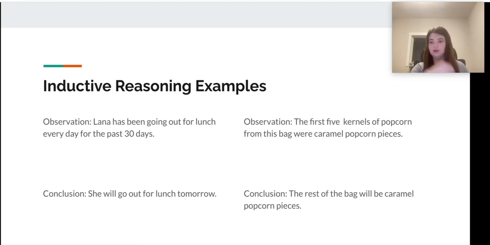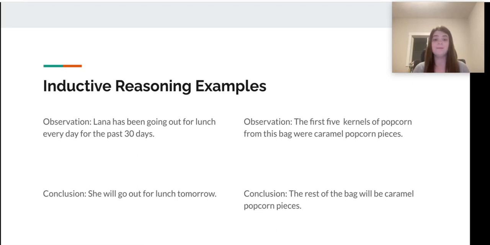Let's say, for example, that we didn't look at the label on a popcorn bag, and we just opened the bag. We started eating the popcorn. And let's say the first 5 popcorn kernels were caramel pieces. Our conclusion might be that the rest of the bag will be caramel pieces. Now, this is probably true. We probably have a caramel bag of popcorn if the first 5 kernels were all caramel.